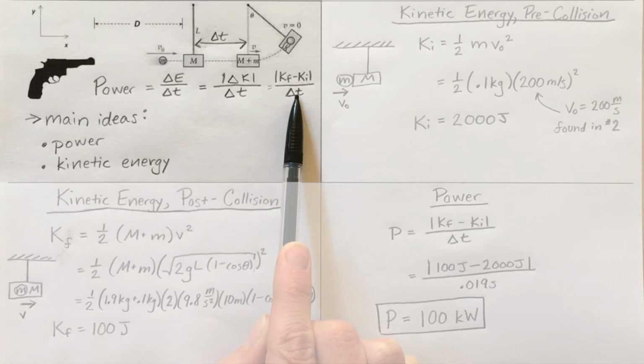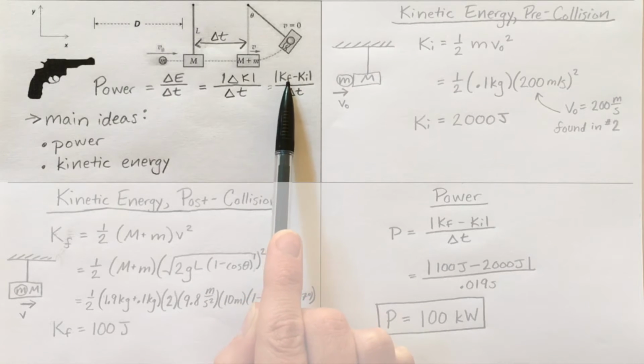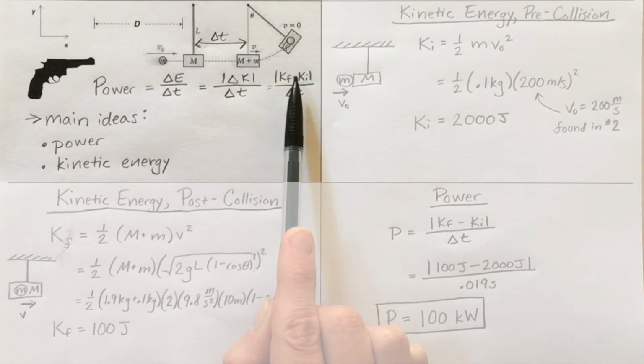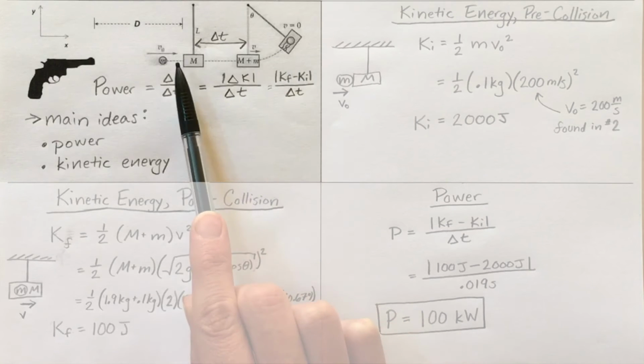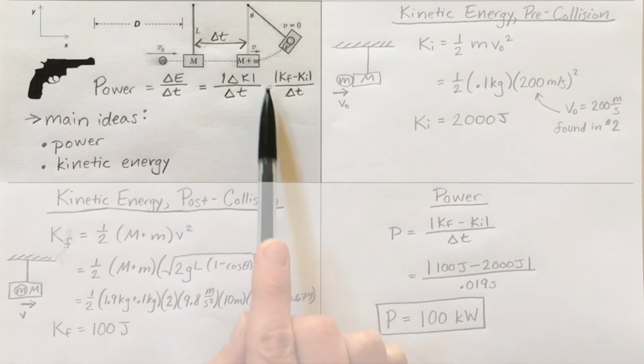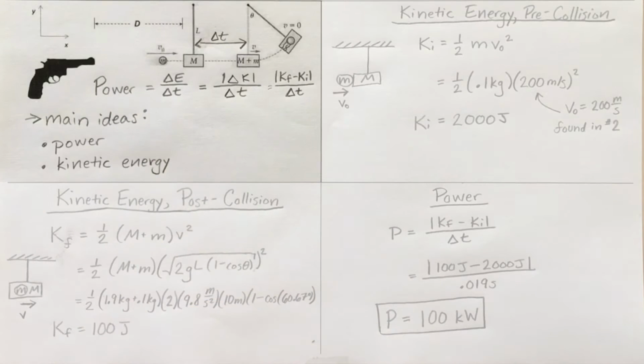We're given delta T, so we'll find the kinetic energy of the system after the collision, and we'll find the kinetic energy of the system before the collision, and then use this expression here to find the power.